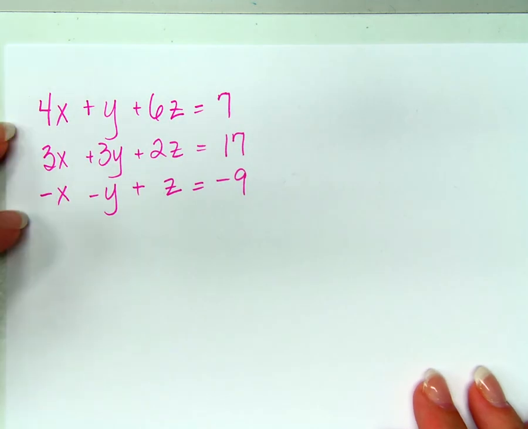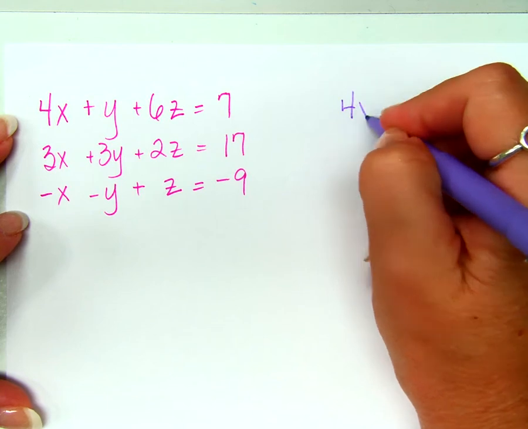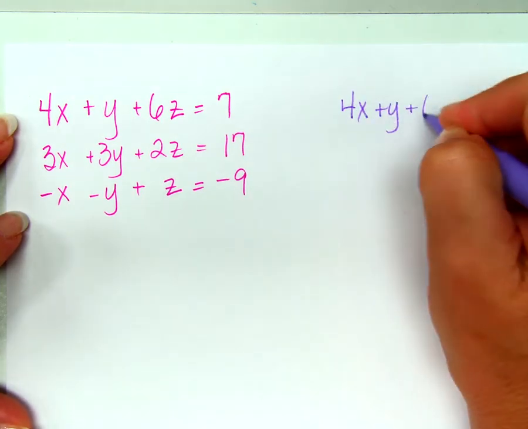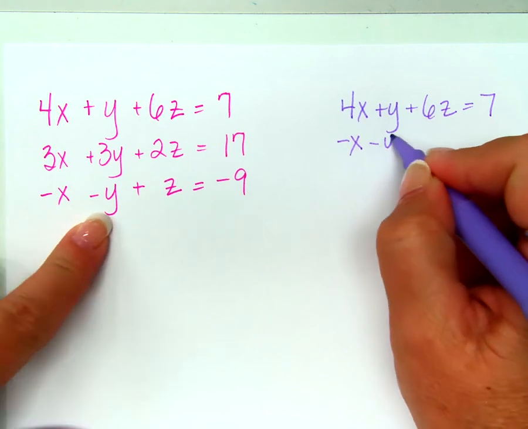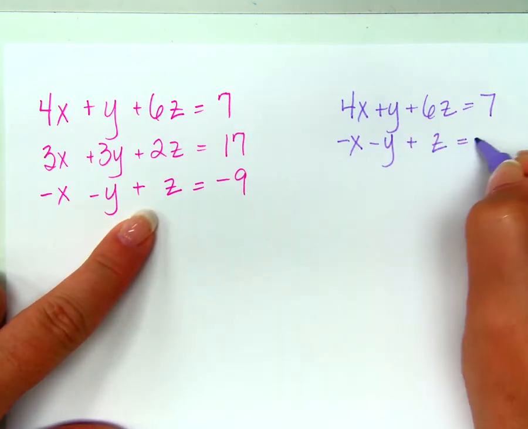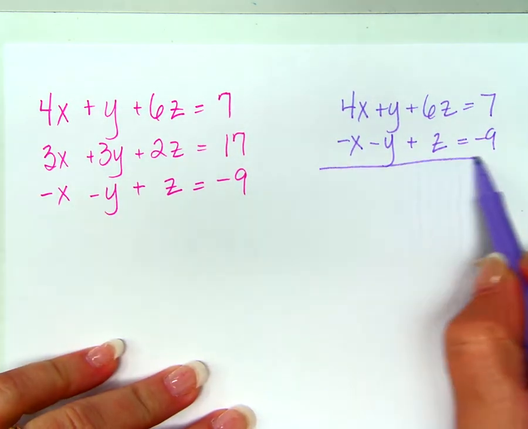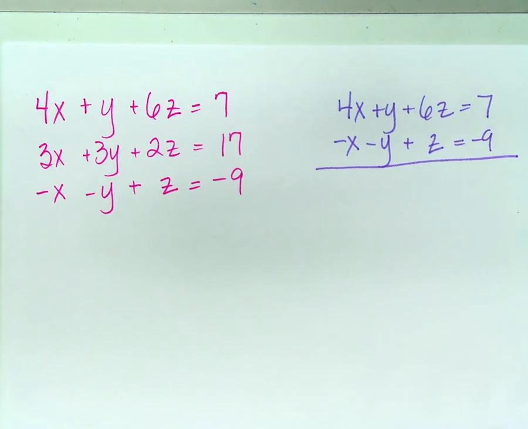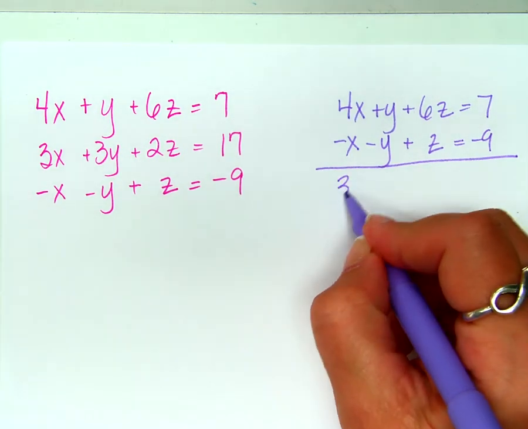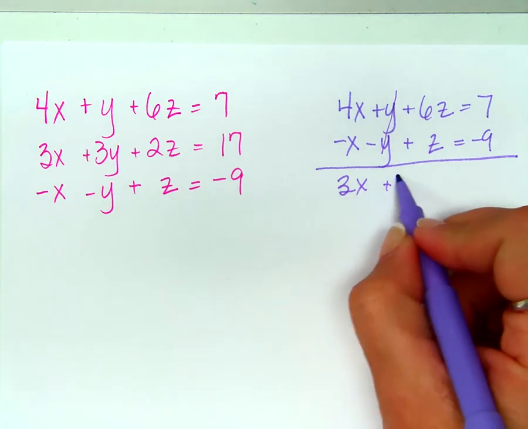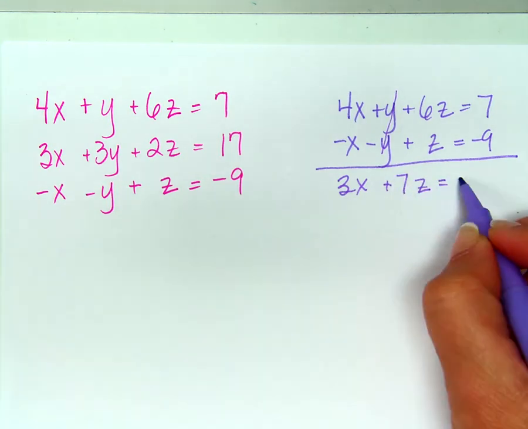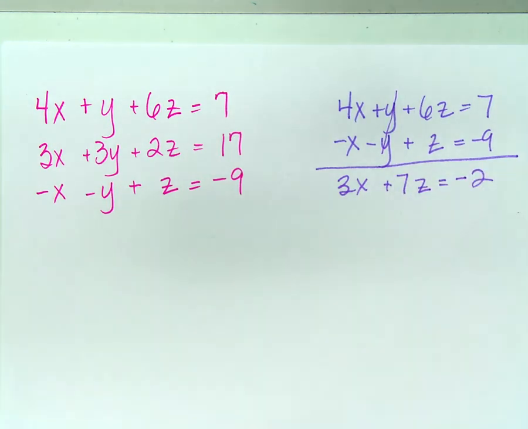Combine the top and the bottom equations. Okay. 4x plus y plus 6z equals 7, and negative x minus y plus z equals negative 9. So if I combine those just as they are, I get 3x, well that's 0, right? And 7z and negative 2, right? You okay with that? Now what?